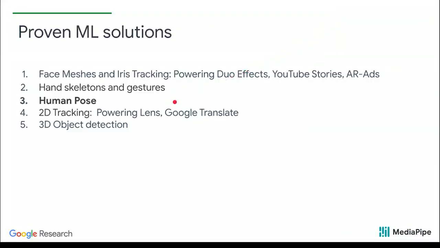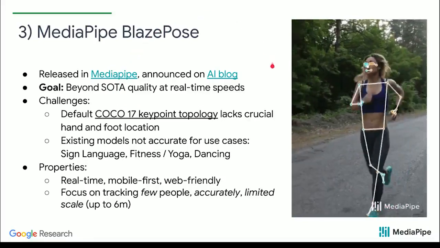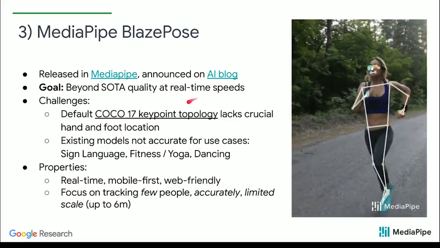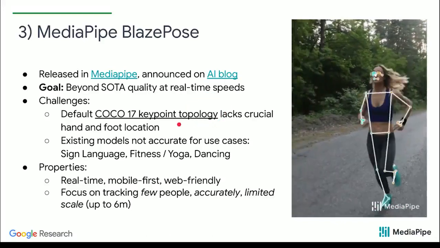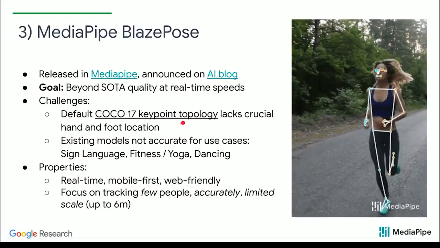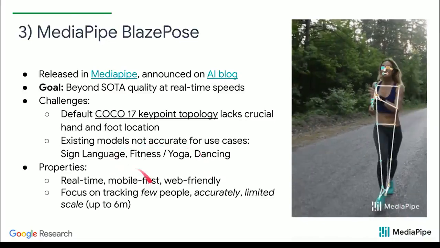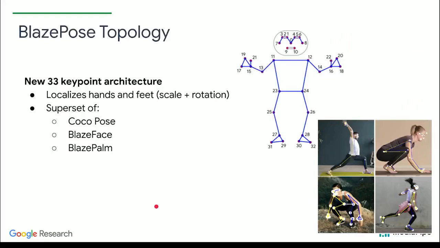Moving on to our third ML solution for human pose estimation. MediaPipe BlazePose was recently released, and it aims to provide beyond state-of-the-art quality and real-time speeds. Now, one of the key challenges of human pose estimation is that the default key point topology actually only localizes wrist and ankle points, and so it lacks the hand and the foot location. And that makes it ill-suited for interesting use cases like fitness, yoga, or sign language recognition. BlazePose runs in real time on mobile as well as on web, and it focuses on tracking few people relatively close to the camera. Let's have a look at the key point topology.